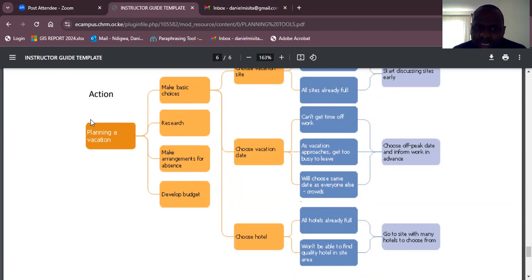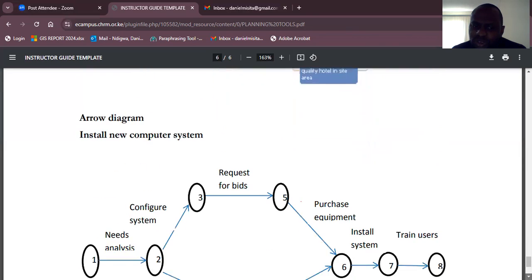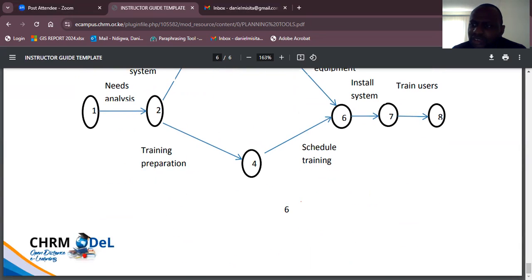For example, the last one is saying you already have an action, you want to go for a vacation, then you can make basic research or make a choice. Then you need to choose a hotel. All hotels are already full, won't be able to find quality hotel inside. Then go to a site with many hotels to choose from. So you can still decide to go to the site, and when you're in that site, you can easily choose a hotel from there. So it just gives you the basic steps you need to follow to be able to maximize.